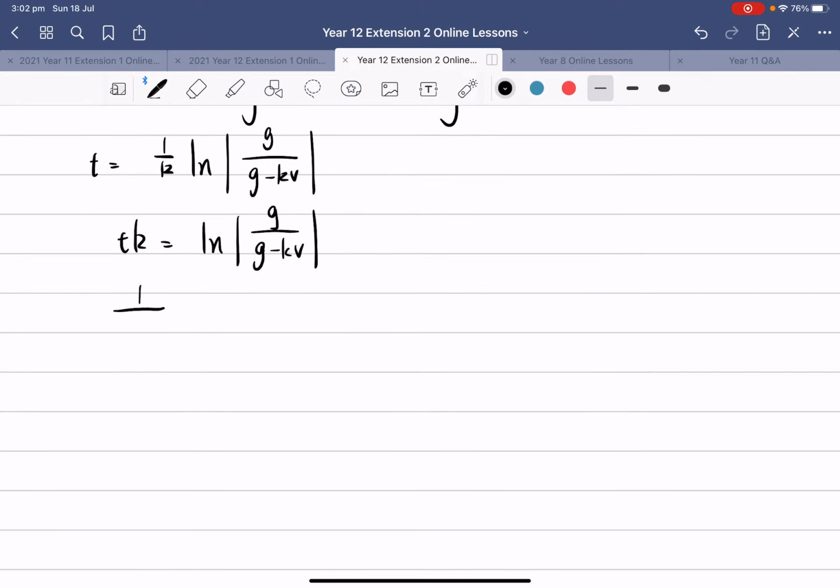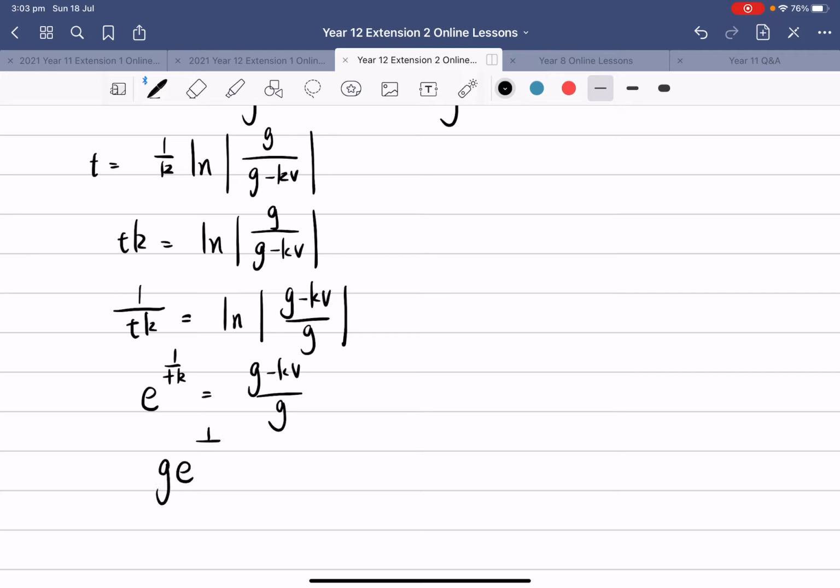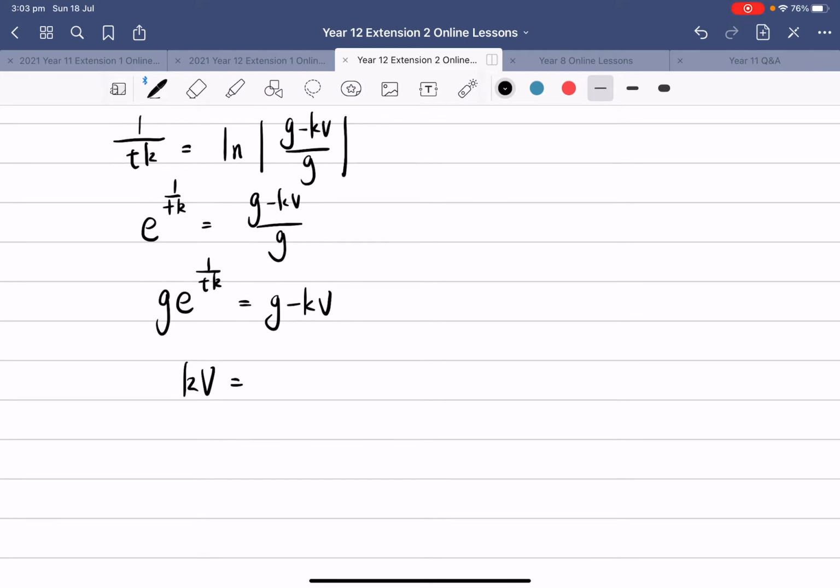So that's 1 over tk, or tk to the power of 1, is equal to ln g minus kv over g. What I did here is I switched these two around. So I found the reciprocal of these two by putting a negative in front. This is just using the log laws. So that gives you e to the power of 1 over tk is equal to g minus kv over g. So g e to the 1 over tk is equal to g minus kv. So kv is equal to g minus g e to the power of 1 over tk.